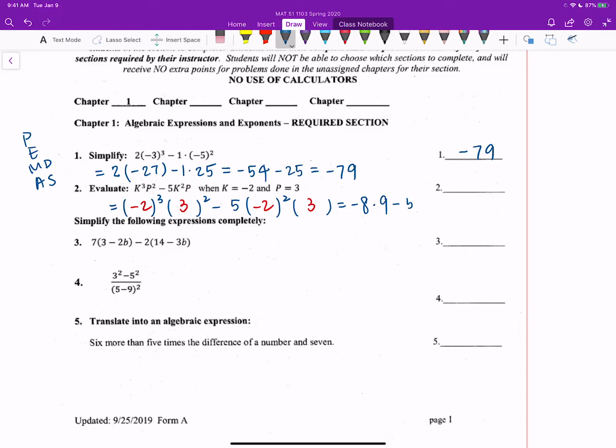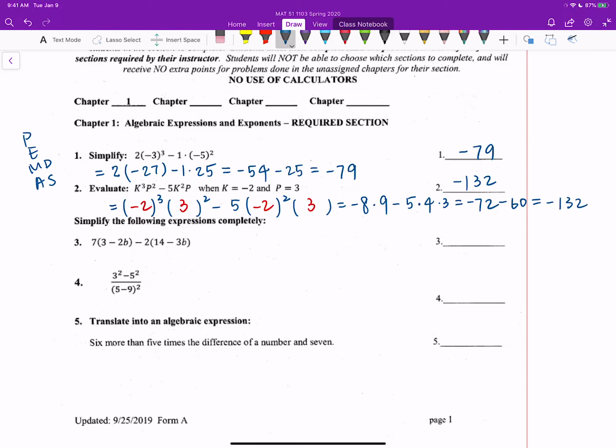Minus 5. So you have to leave that because we have to do exponent first. Negative 2 squared, that is positive 4. And then you also have a 3. Now let's further simplify. Negative 8 times 9, that's negative 72. Negative 5 times 4 times 3, that's negative 60. And again, we are owing someone money. You owe someone $72, you owe someone additionally $60. In total, you owe someone $132. So the answer is negative 132.